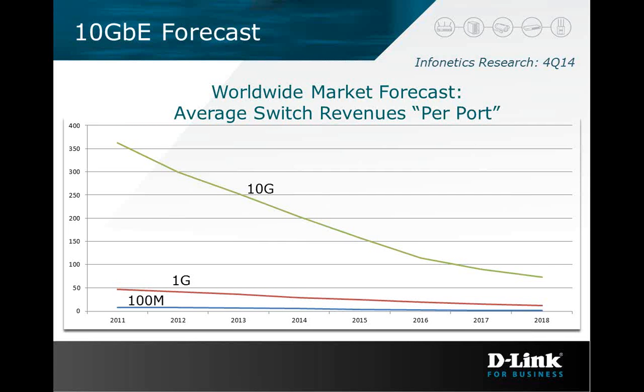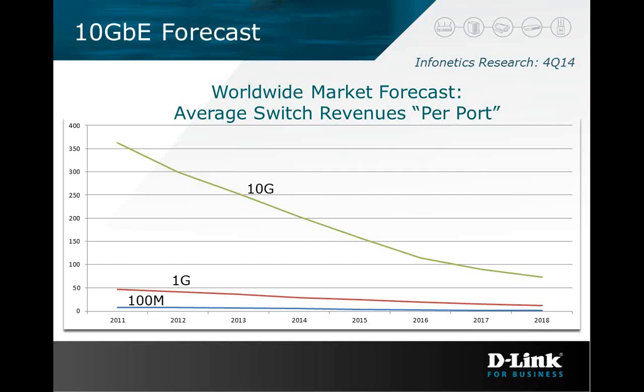But take a look at 10 gig. I remember talking about 10 gig a couple of years ago, talking about $300 per port as an average port cost on a 10 gig switch. And now look here in 2015, we're at half of that. We're at about $150 per port. And according to this forecast and others, it's going to continue to drop. In fact, in a couple of years, we'll be down sub $100 for per port costs on 10 gig.